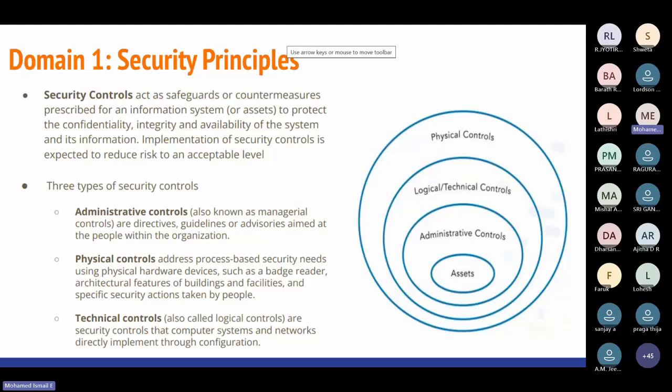For example, a question may appear like this: you are bringing your colleague to your office. Your office requires taking his fingerprint. What type of control is that? Is that a physical control, a technical control, or an administrative control? That's how the questions should appear. Now you need to select which one is correct among the three, or among the given multiple choice options.